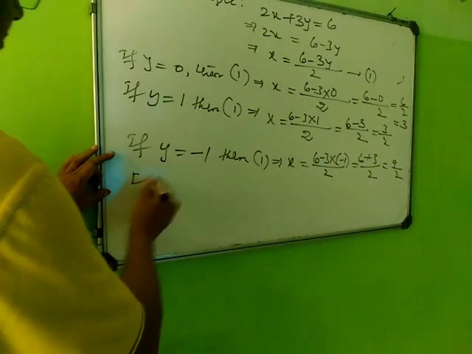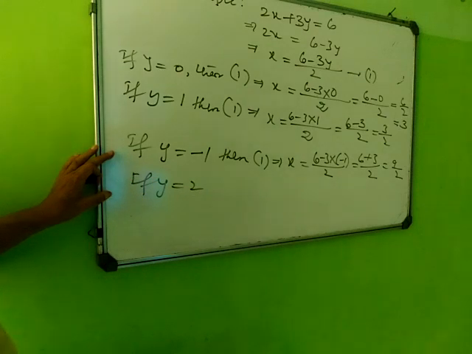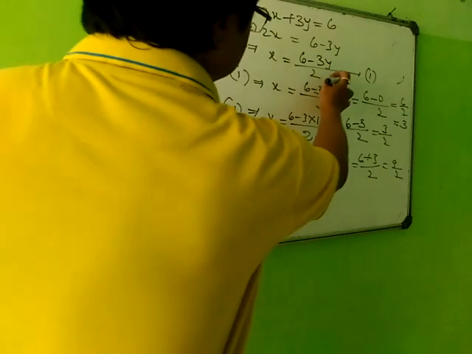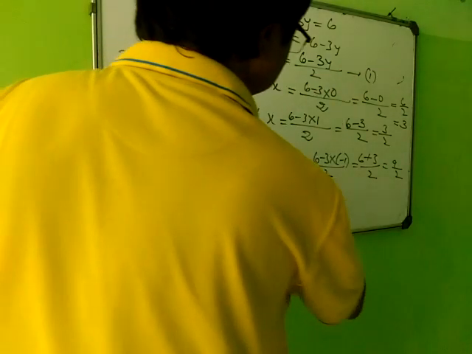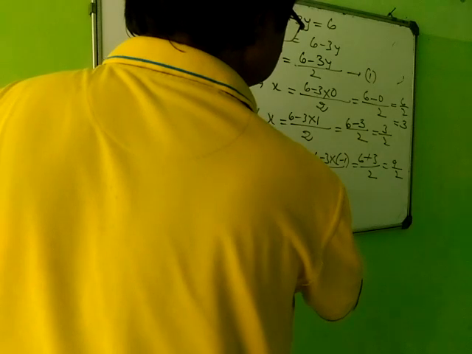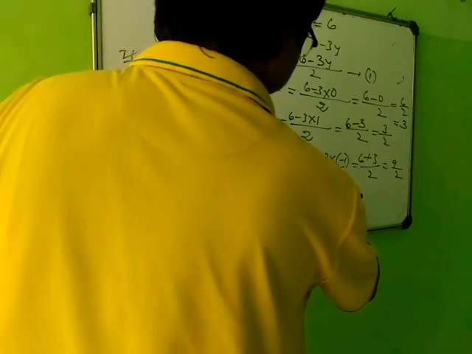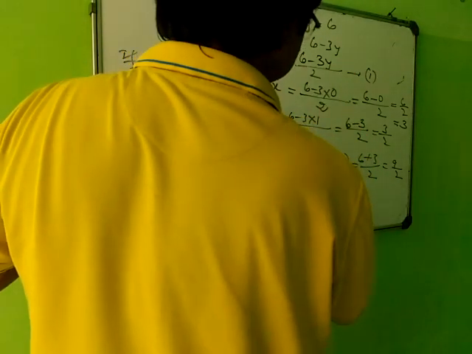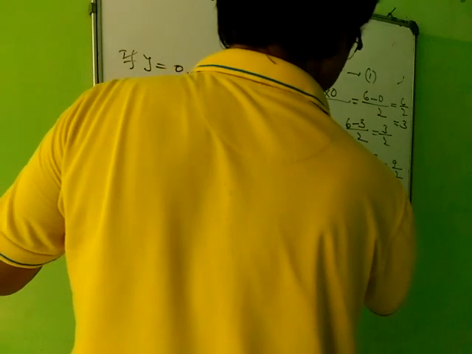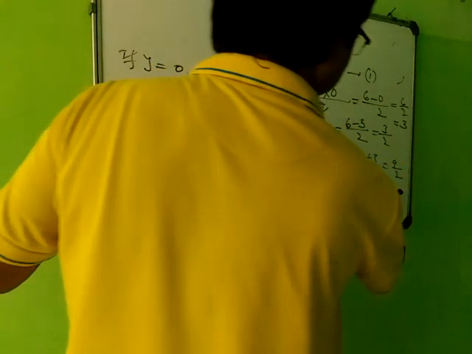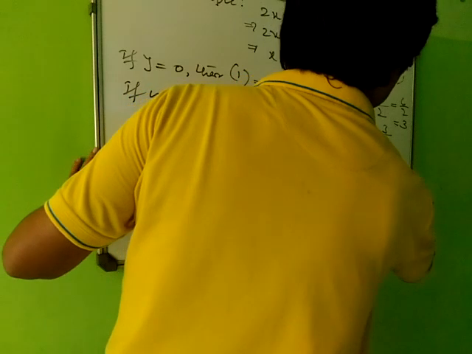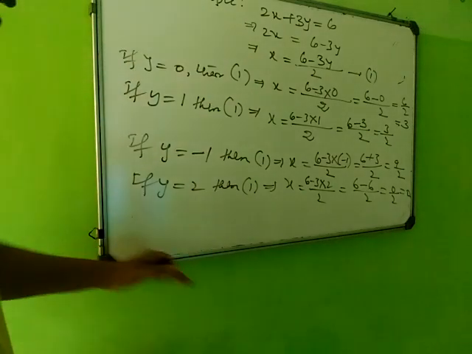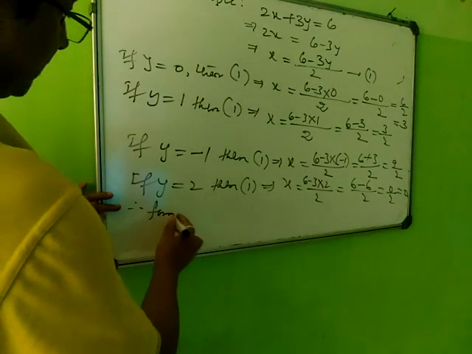Then one more. Suppose we say y is 2. Then from equation number 1, you get x equals 6 minus 3 into y, with y equal to 2. So 6 minus 3 into 2, it will be 0 by 2, which means 0. So you have got 4 solutions. You can get infinite.